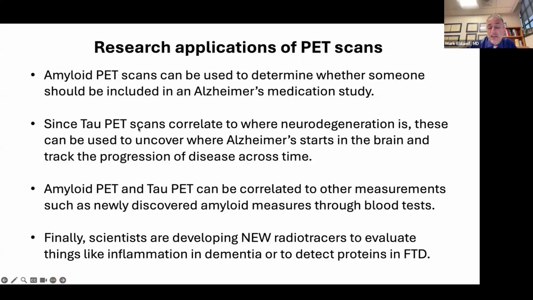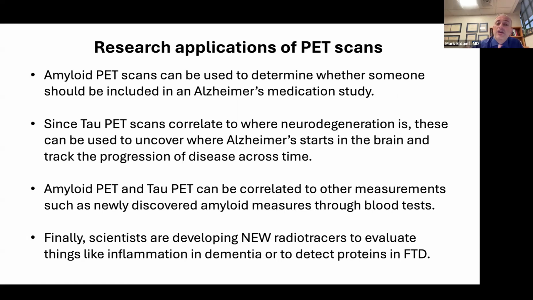And then finally, scientists are developing new radioactive tracers that can measure things like inflammation in dementia. So you can sort of get a sense of what is happening from an inflammatory cascade point of view. Are there cells in the brain that are only activated when there's some kind of inflammation to clear debris? And we need to look at where inflammation is happening in the brain.